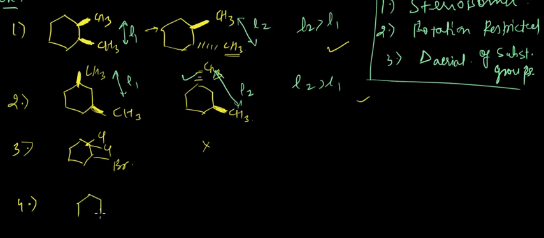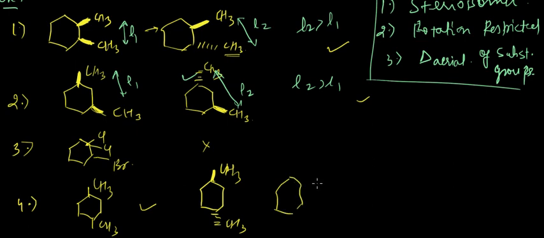Can this compound show geometrical isomerism? Yes. Why? Because in one case I can draw CH3 towards my face and the other away from my face, and in the second compound I can draw both the CH3s towards my face.